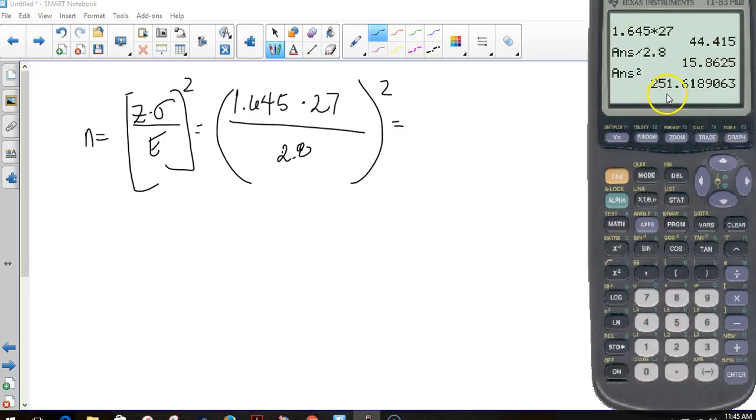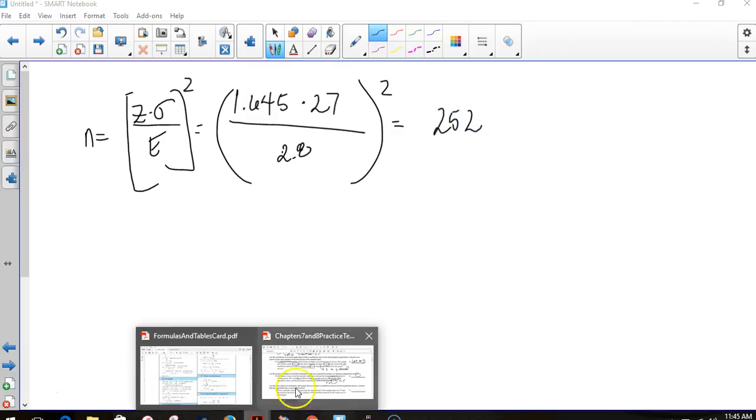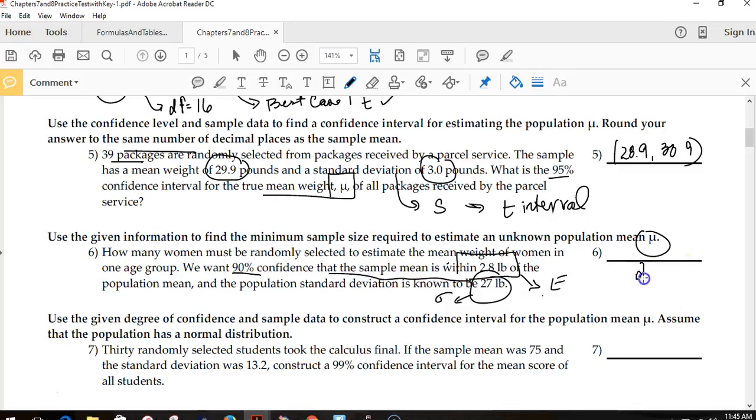252, since you always go up to the next whole person. So even if this was 251.2, I would still say 252 people. That's how many people we'll need to speak to. 252.